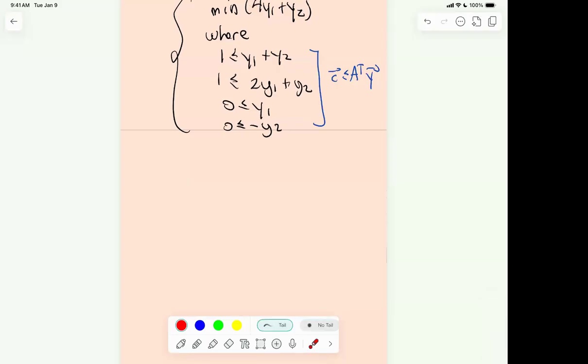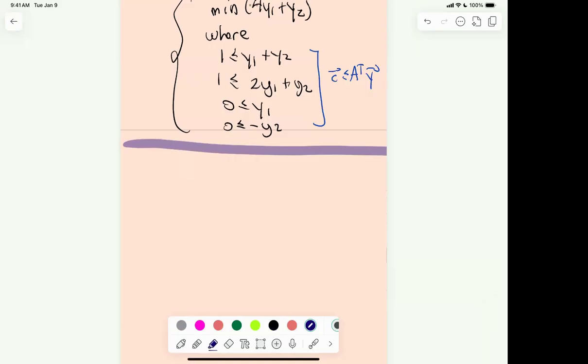I did want to give an application of this formula, but before that, are there any questions? Okay. So this is an interesting application of the formula that I just showed you, which is called sensitivity analysis.